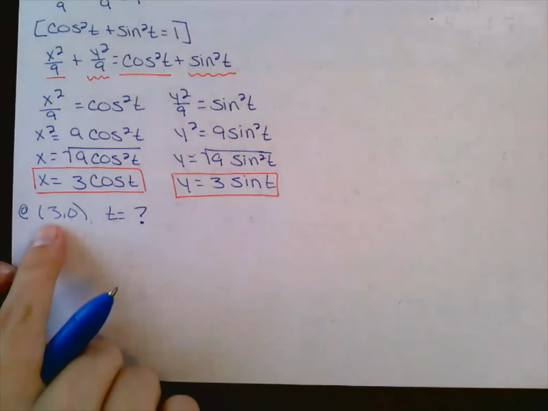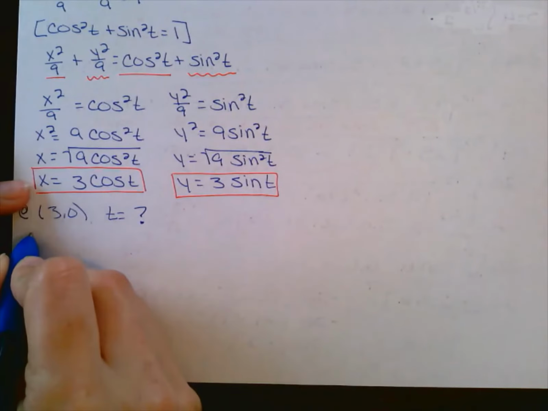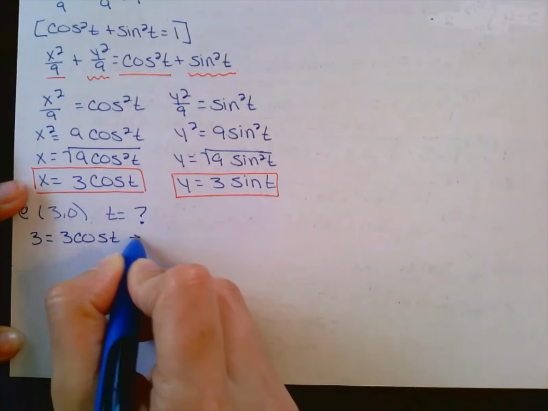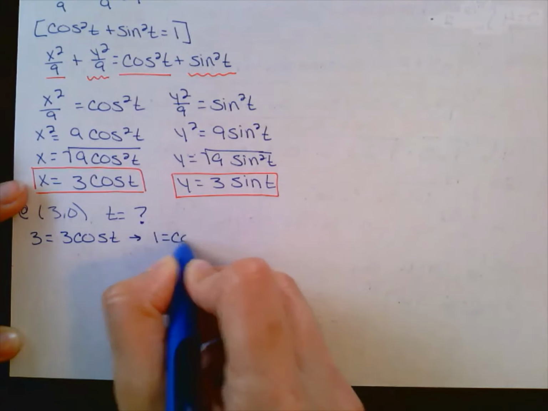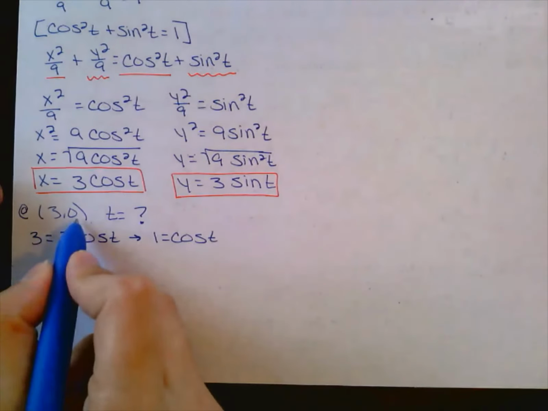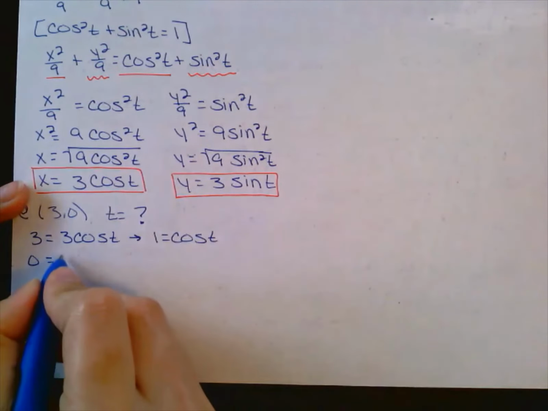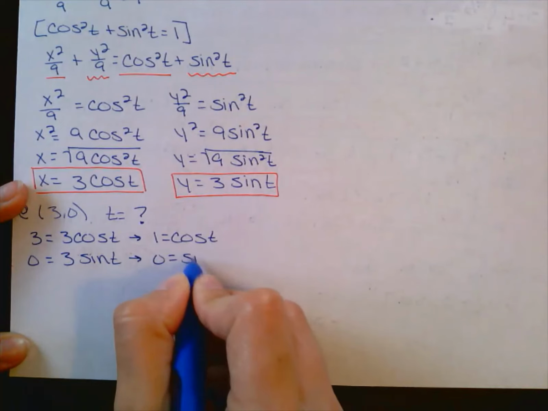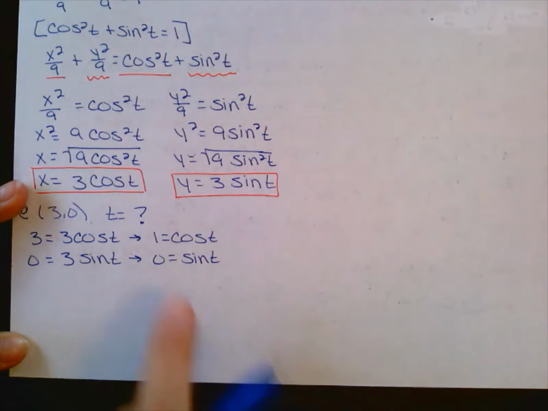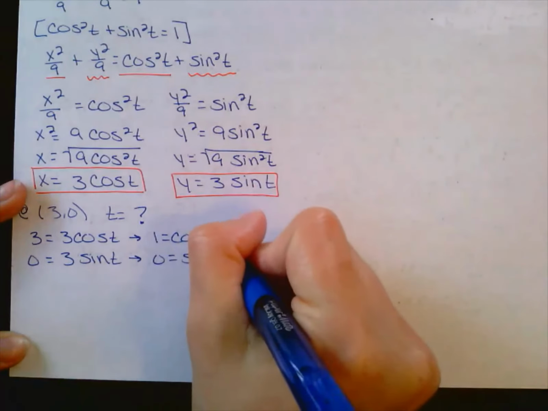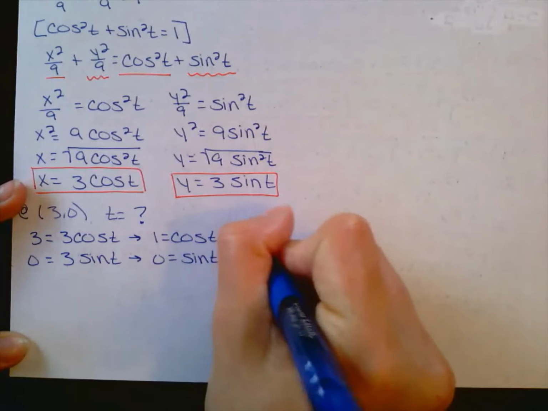So I'm going to put that 3 as my x, so I can put it right in here and say 3 equals 3 cosine of t. If I divide that 3 over, I say 1 equals cosine of t. And then I'm going to do the same for the next, which means I'm putting that 0 in the spot of this y. Divide the 3. And you're asking yourself, where on the unit circle does cosine equal 1 and sine equal 0? Well, that is at the origin. So that means t is 0.